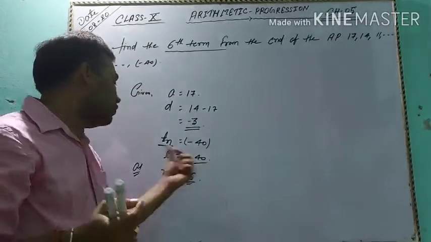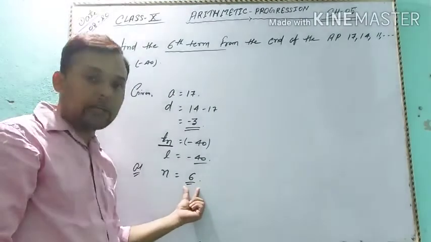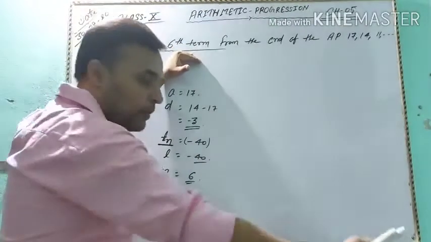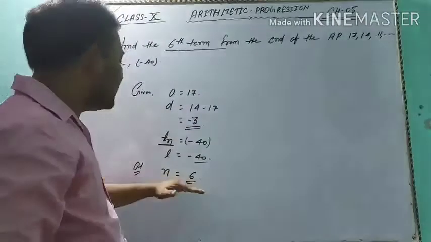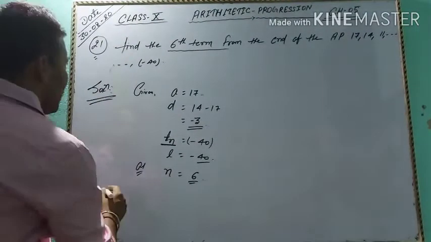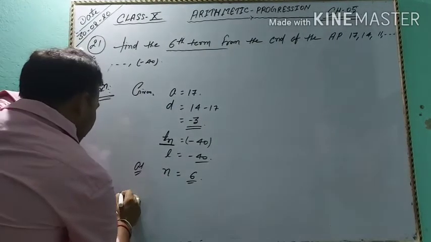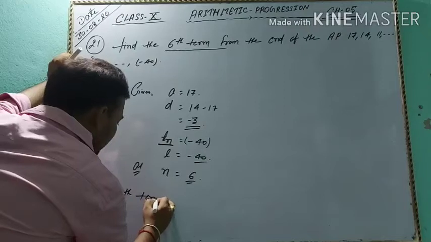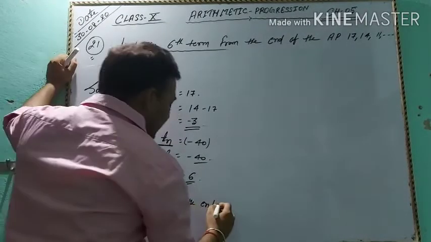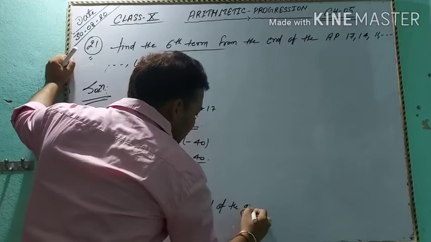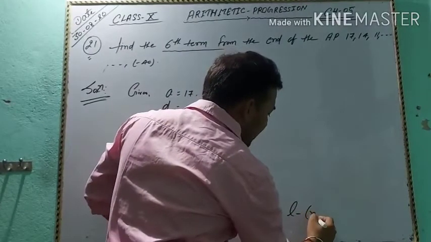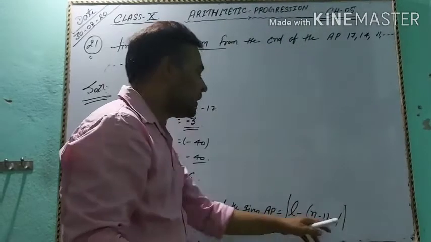So L equal to minus 40 and n equal to 6. Since we need to find the sixth term from the end of the AP, the total number of terms from the end is 6. So the sixth term from the end of the given AP equals L minus (n minus 1) into d.